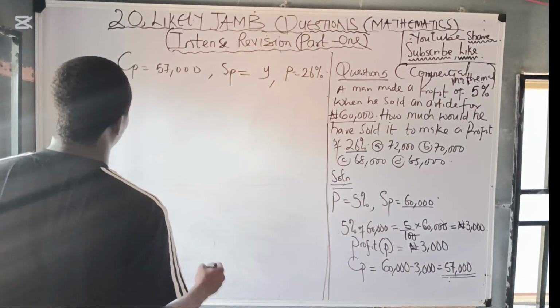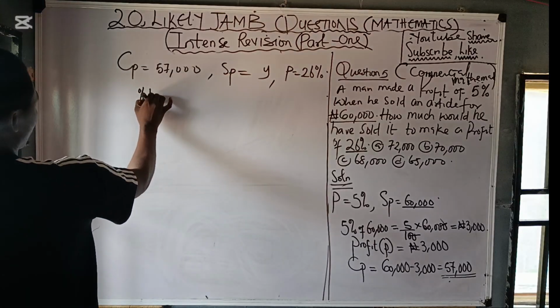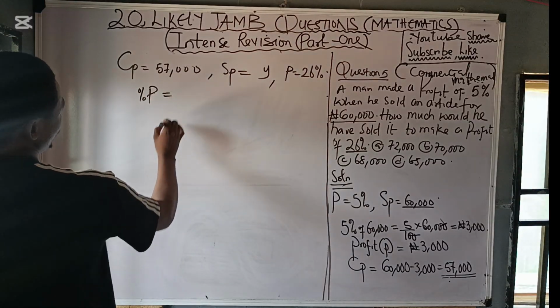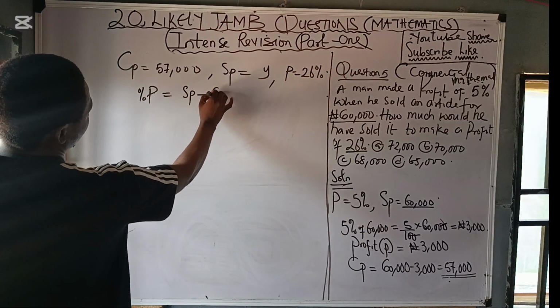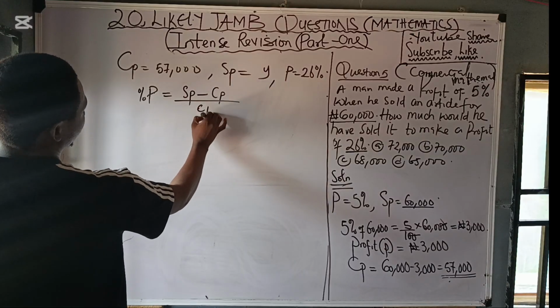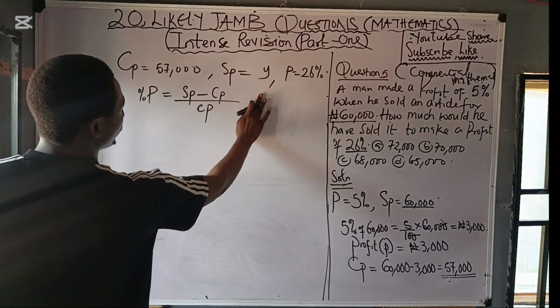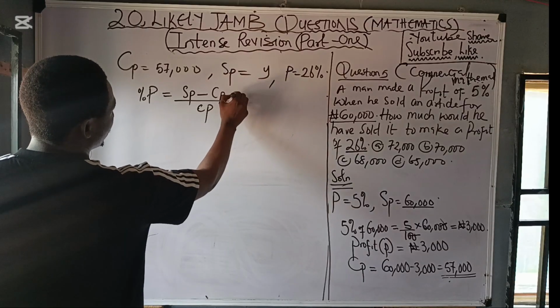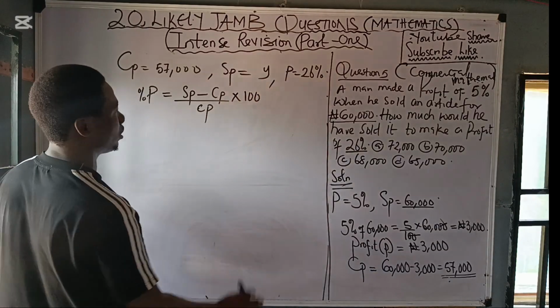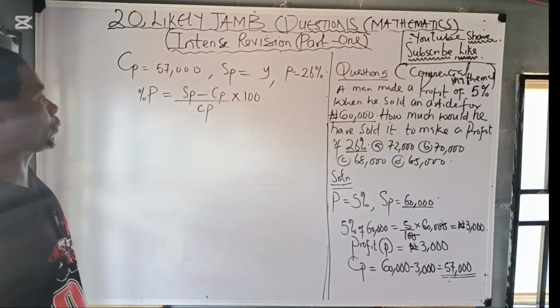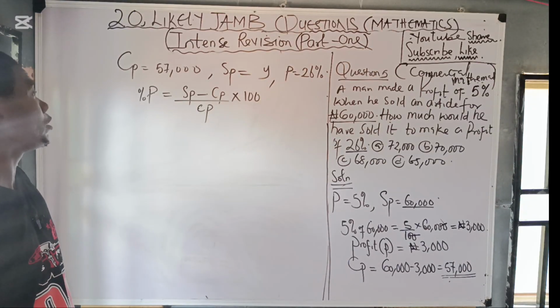Now, let's do it. What's the formula for percentage profit? It is equal to selling price minus the cost price, all over the cost price, times 100 over 1. It's easier like this. Just leave it. So we are looking for the selling price now.